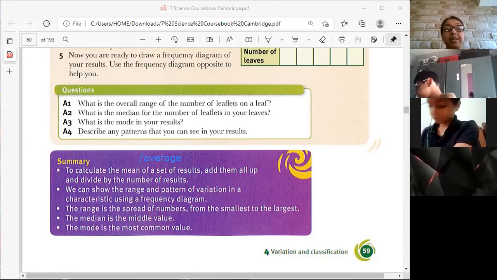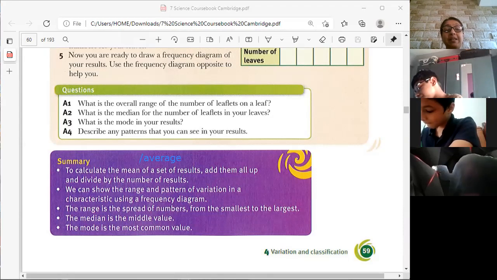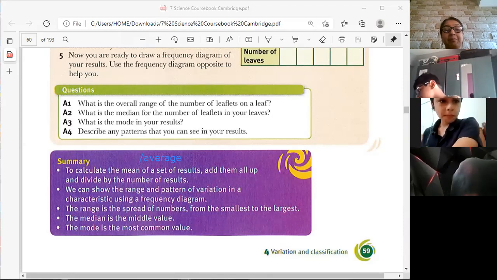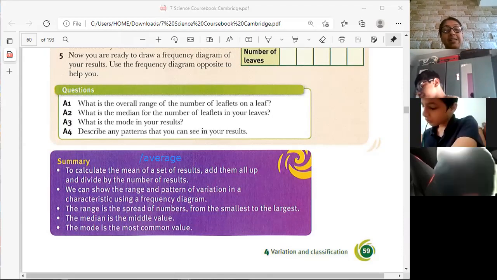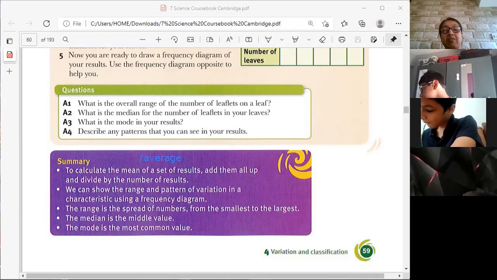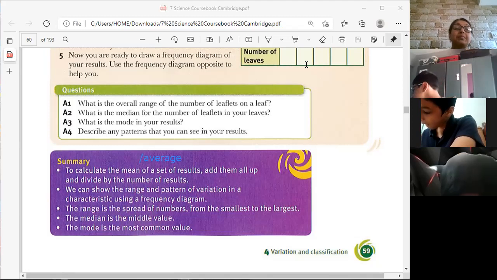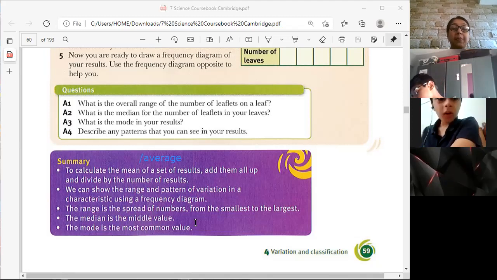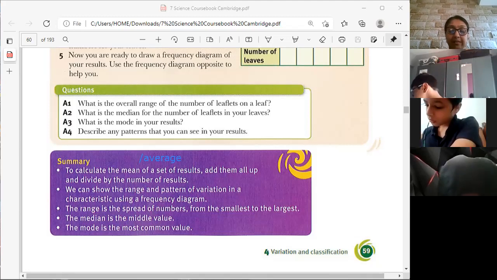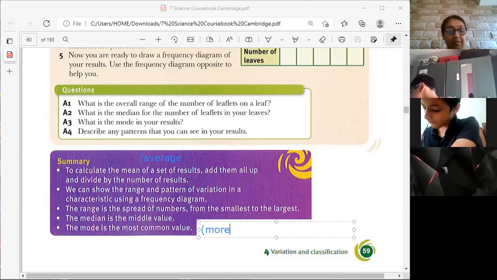Then the second point says that we can show the range and the pattern in the characteristic using a frequency diagram. The range is the spread of numbers from smallest to largest. Median is the middle value and mode is the most common value. Here in bracket you can write mode, frequency. The number that has the most frequency is the mode.